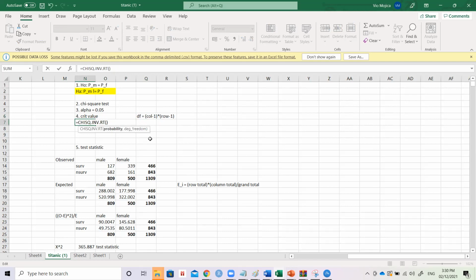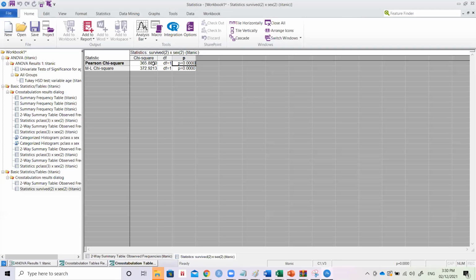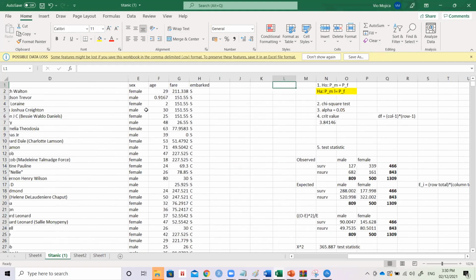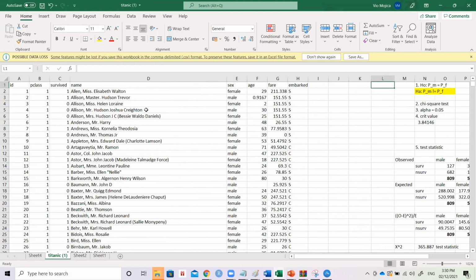Ito naman yung, it guides you, the Excel function. So probability, that's alpha. Degrees of freedom, we compute it as 1. 3.84. So that's when you're gonna use Excel lang. I think it's a lot easier using Statistica for this particular problem. So ayos na.